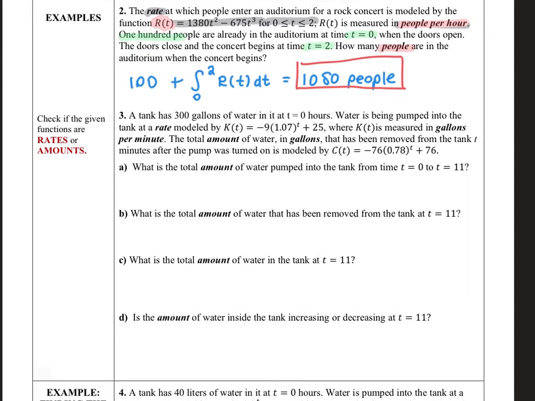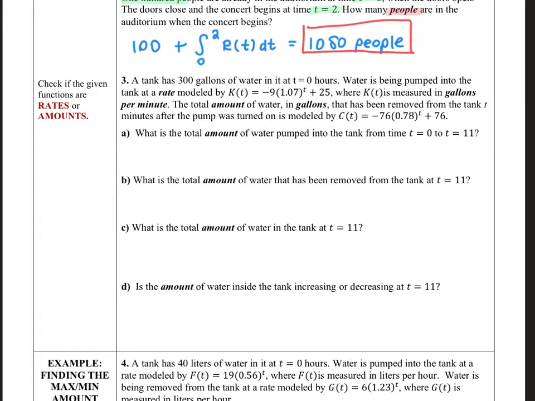Let's take a look at example 3. Initially, when you look at example 3, it looks a lot like example 1. I have a tank with water, 300 gallons to begin with. Water's being pumped in at a rate modeled by this function called K. Gallons per minute, there's my rate unit. However, my second function that's given is actually an amount in gallons. So this function C is not a rate, it is an amount.